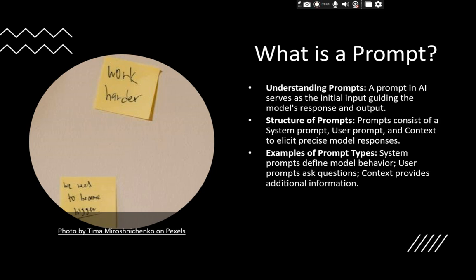Now talking about what a prompt is. A prompt in AI serves as an initial input, guiding the model's response and output. The structure of the prompt consists of the system prompt, user prompt, and context to elicit precise model responses. The system prompt is a kind of fixed instruction to the model, the user prompt is the input query from the user itself, and the context is the additional information for answering the question, like a document, website, or any example that you want to give to the model. For example, the system prompt defines the model behavior, the user prompt asks questions, and the context is additional information we give to the model.